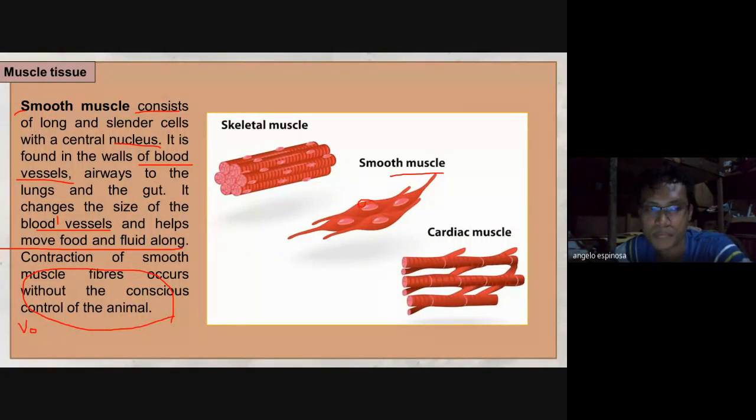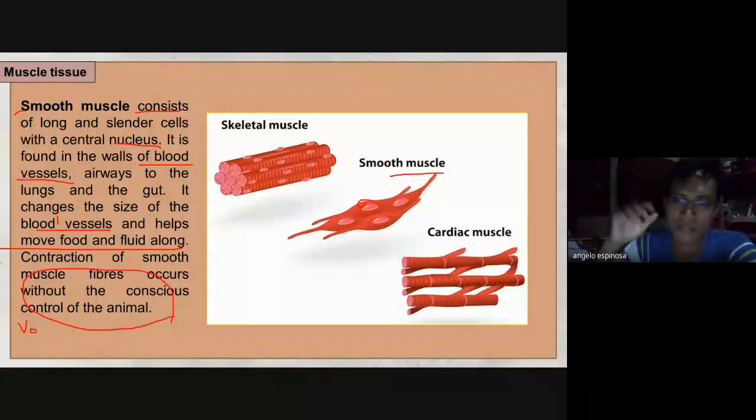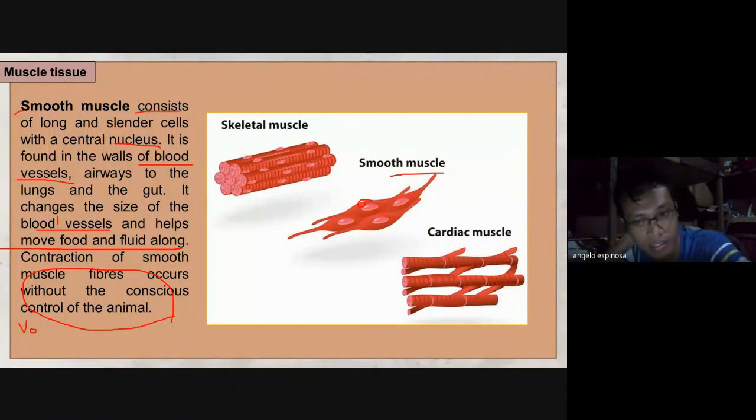When you talk about voluntary muscles, ibig sabihin, kinokontrol yun ng kusa. Sa bunganga mo, that is voluntary muscle. Sa puwit, nilabas niya pag may ano na, that is already a voluntary muscle. Okay? But talk about involuntary muscles, yung sa loob yun ng organs mo, yung sa stomach mo, yung kusang nagpo-process sila. So that is what we call involuntary muscle. Magkaiba ang voluntary muscle sa involuntary muscle.